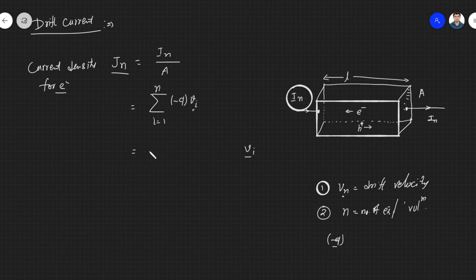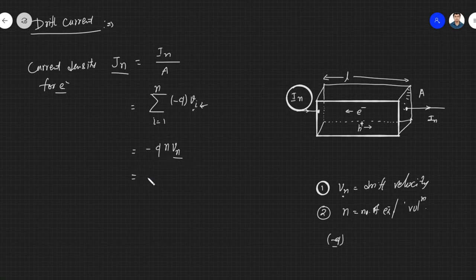So this will give us minus q into n, and if you sum up this, we'll get Vn. So Vn is nothing but the drift velocity as we defined. The average velocity of the electrons is nothing but the drift velocity. But when you consider one electron in this summation, they could be different. When you sum up, the average velocity of these electrons we consider as Vn. So the total current density will be minus q n Vn, right?